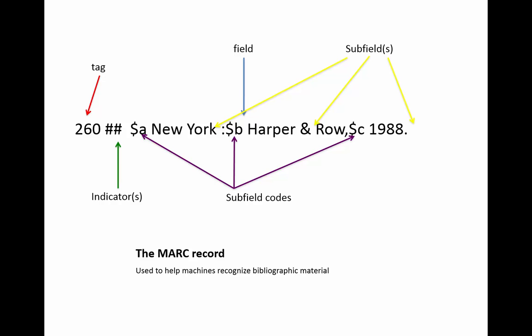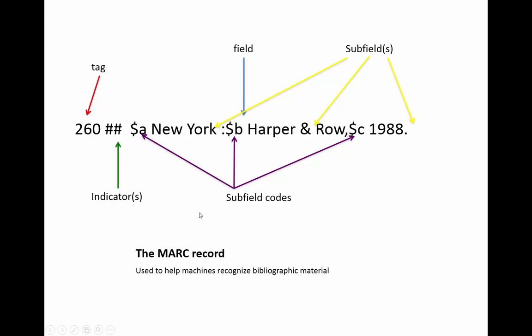So what we've done is we've created a line here for the computer that tells it specifically where to look to find information about where the book was published, who published it, and when it was published. Because remember, computers read data, and they have to have directions for how to read that data.